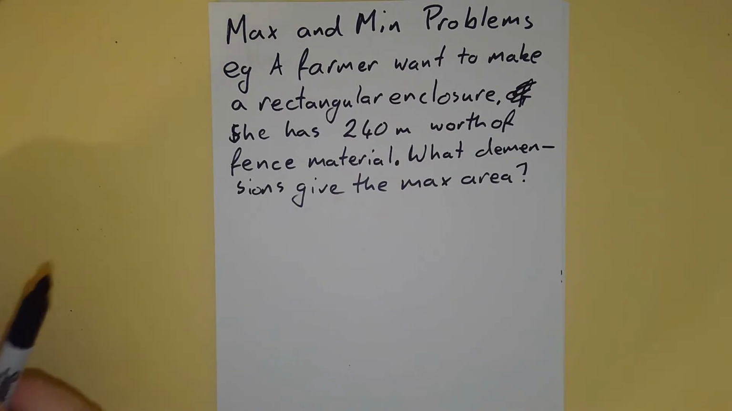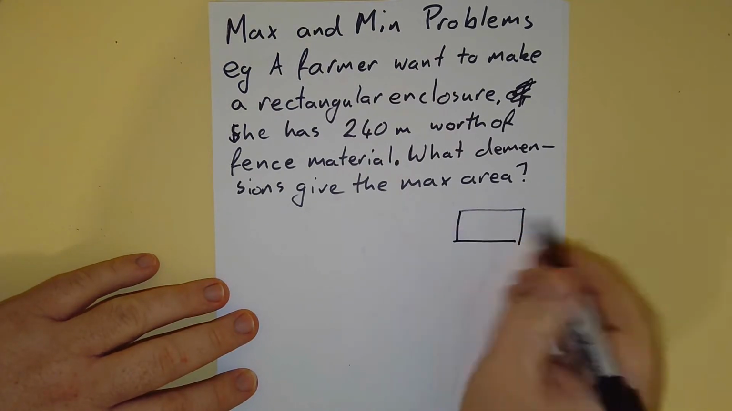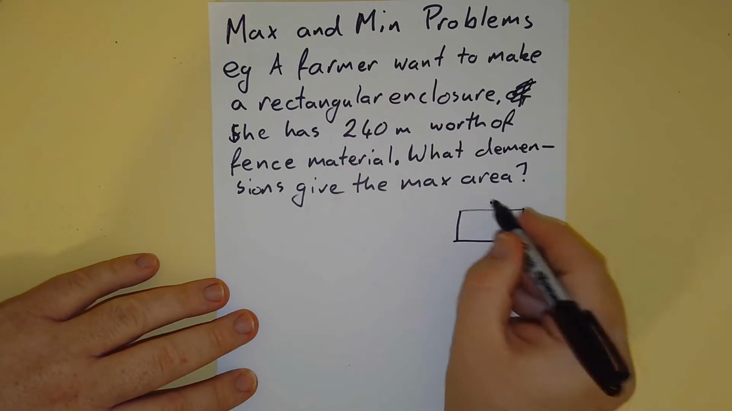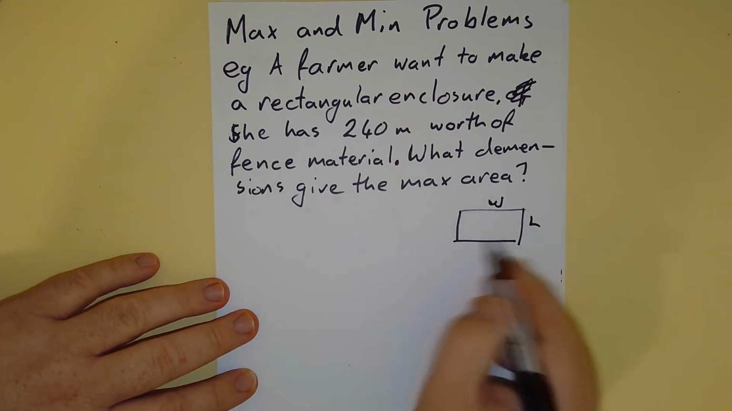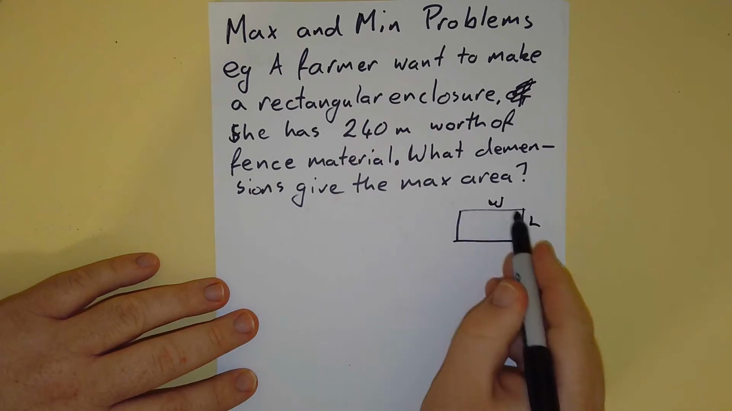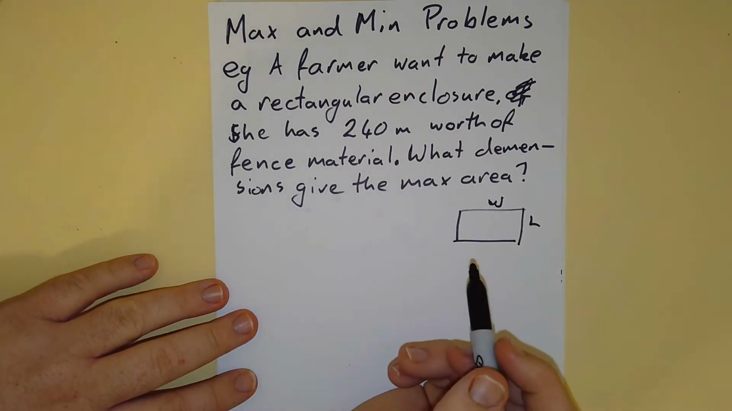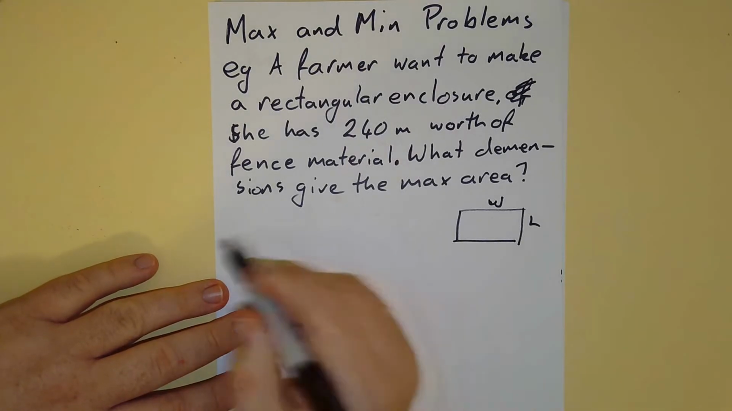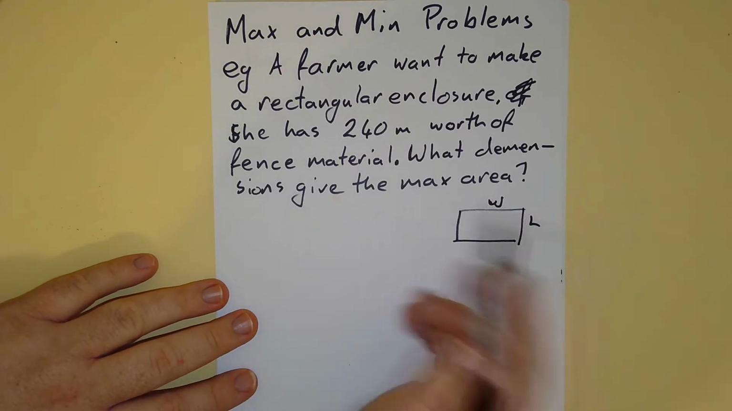She has 240 meters worth of fence material. What dimensions give her the maximum area? So we're going to have some kind of rectangle. We're going to have a width and a length, and we're going to have those width plus length plus width plus length equal 240. So what we're going to do is form a couple of equations and then eliminate some variables and get the answer.